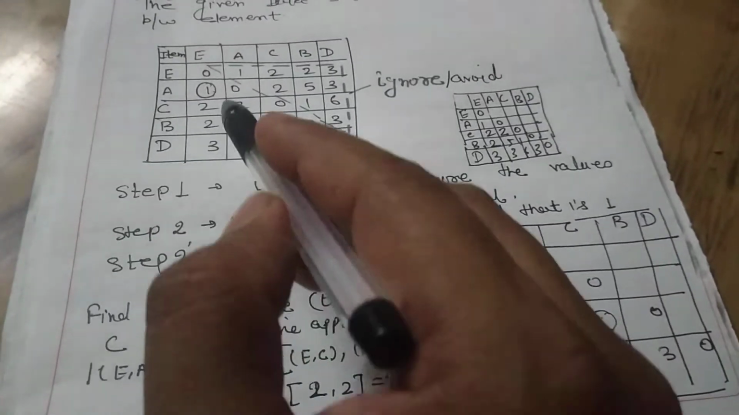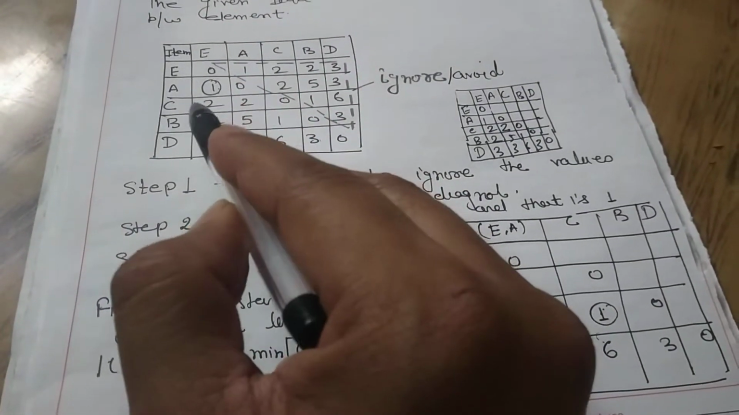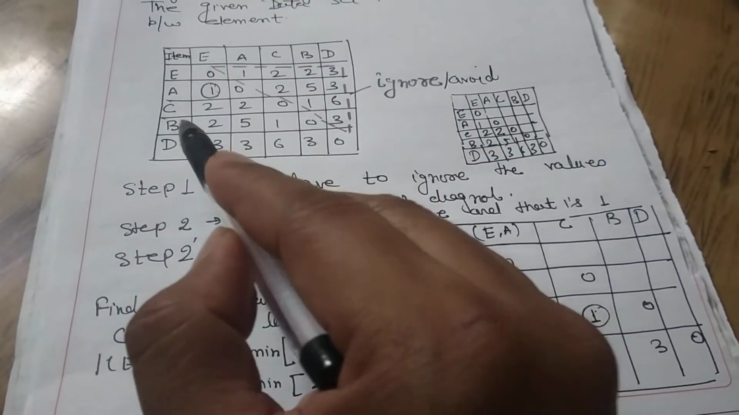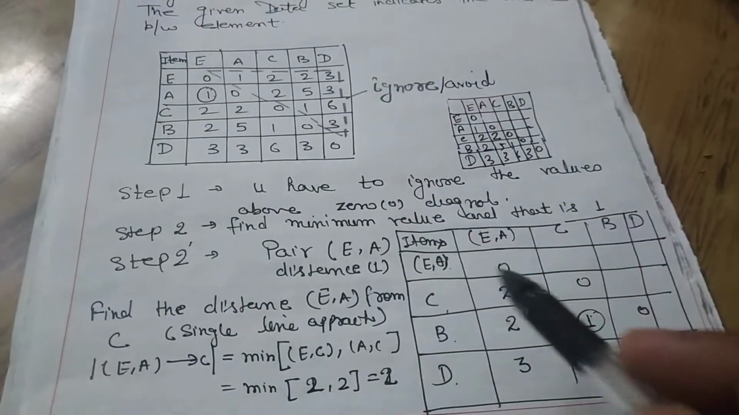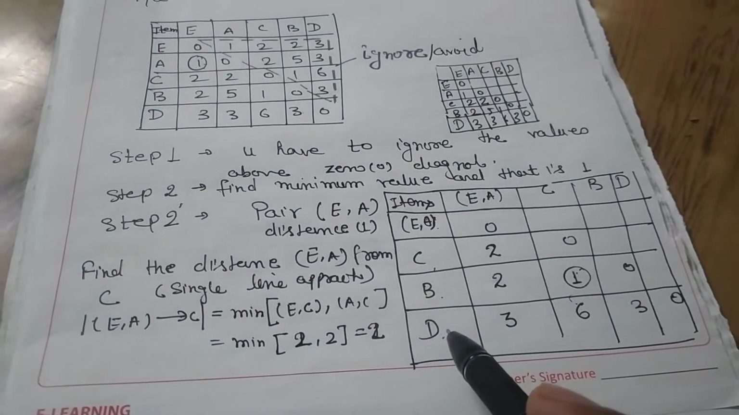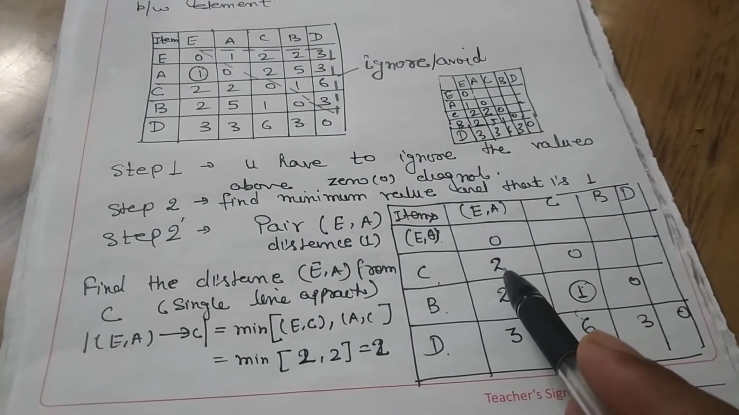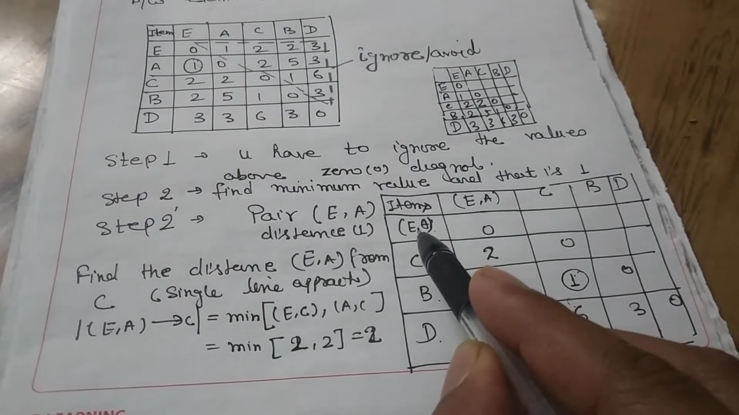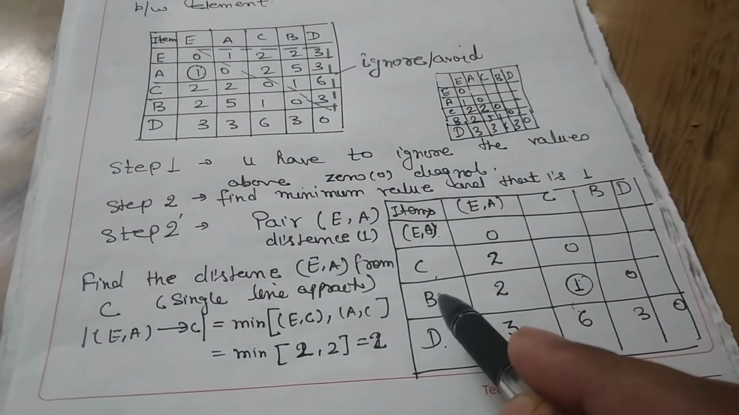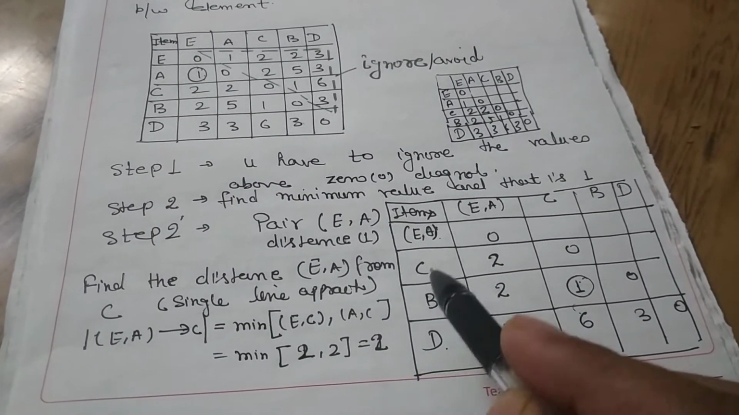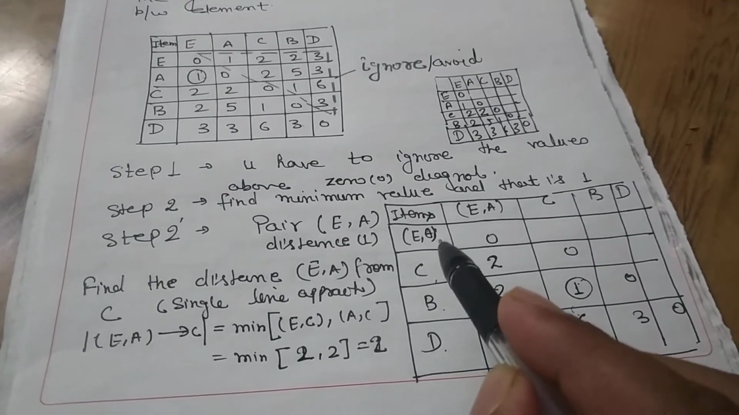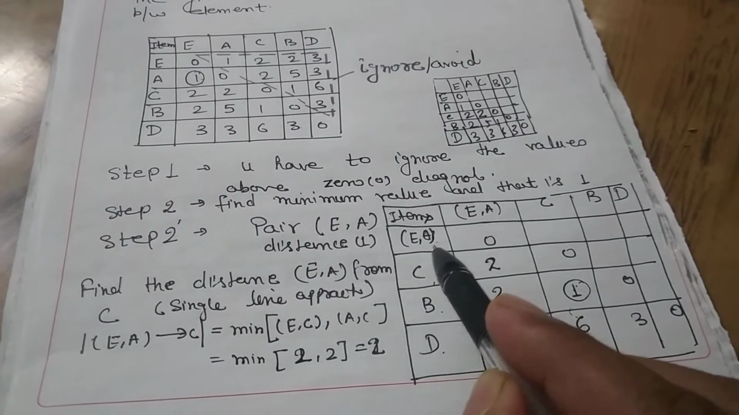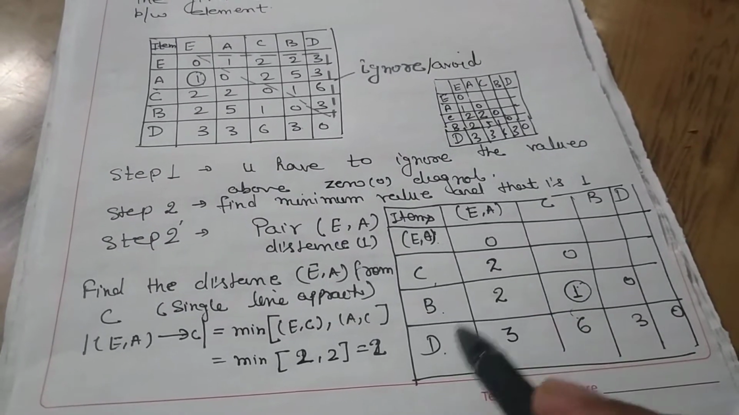The value of EC is 2, and AC, A and C, is 2. So the minimum of 2 comma 2 is 2, so you insert 2. Next is the distance between EA and B, same procedure: EB and AB, the minimum value is 2. EA to D is ED and AD, which is 3.